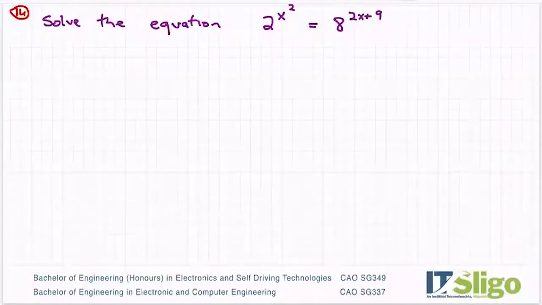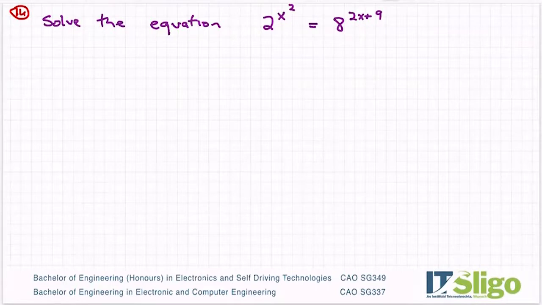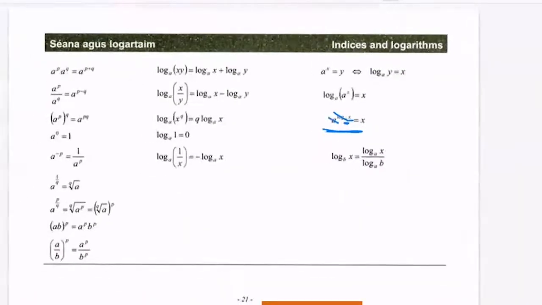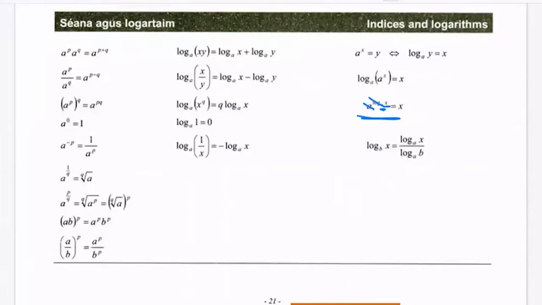Right, let's have a look at this one now. Indices: 2 to the power of x squared equals 8 to the power of 2x plus 9. The first thing you'll notice here is that the base numbers are not the same. All of our rules of indices and logs are built on having base numbers the same. Not for indices, but really for logs, we have a rule that will change the base to make them the same to allow us to use all the rules.